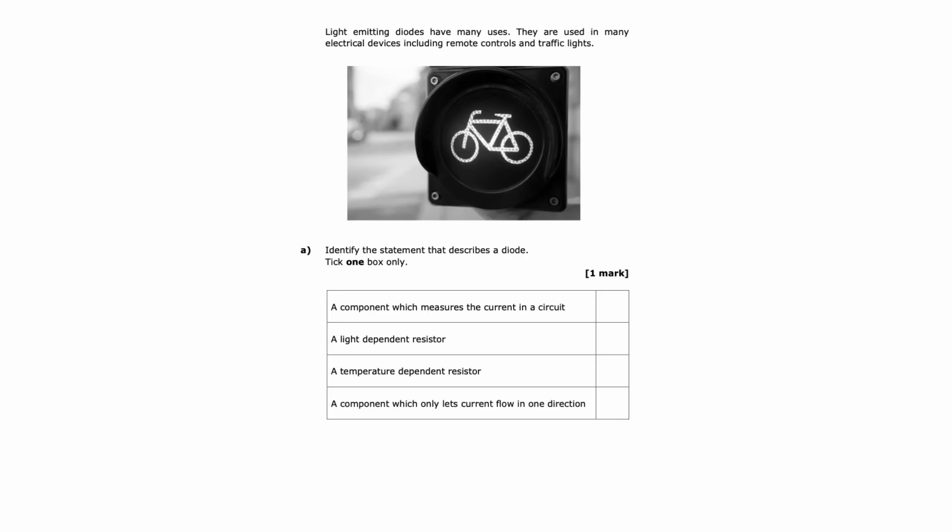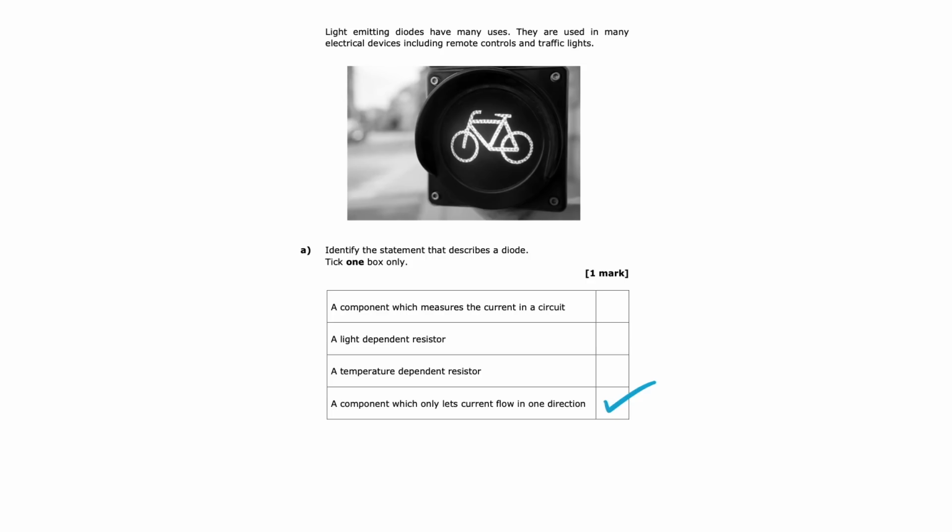Light-emitting diodes have many uses. They're used in many electrical devices, including remote controls and traffic lights. Here we're asked to identify the statement that describes a diode. And this really is just going to test that we know what they are, okay? We should know that a diode is a component which only lets current flow in one direction. If you didn't know that, stop the video for a minute and make a note of that now.